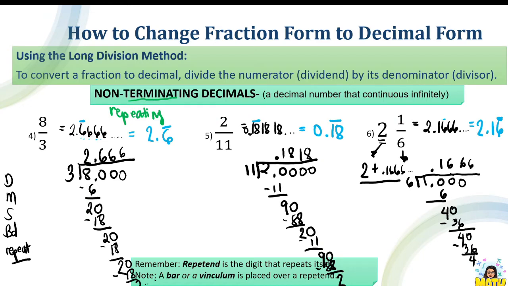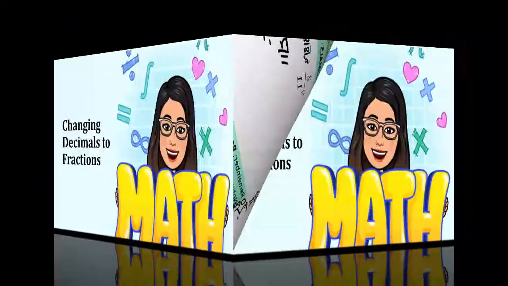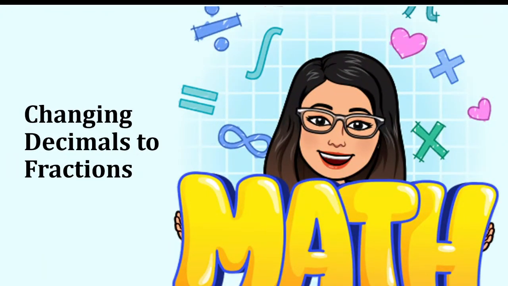So remember, when we change fraction to decimal form, we simply use the long division method. So numerator divided by denominator. Pero depende na lang kung ang sagot ay terminating or repeating or non-terminating. Kapag repeating, maglalagay ng bar or vinculum sa taas. So, for now, gawin naman natin yung kabaliktaran. Let's change decimals into fractions.